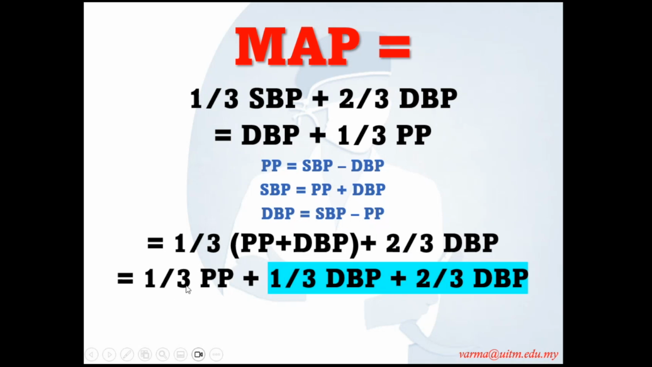Open this up: 1/3 pulse pressure, 1/3 times diastolic blood pressure, so 1/3 pulse pressure plus 1/3 diastolic pressure plus 2/3 diastolic pressure. Sum this up: 1/3 plus 2/3 becomes 3/3, which is 1. So that's how we get 1/3 pulse pressure plus diastolic blood pressure. This is a simplified form of this whole lengthy equation. Somebody did ask me how we get this 1/3 the other day, so this is just an explanation for that.